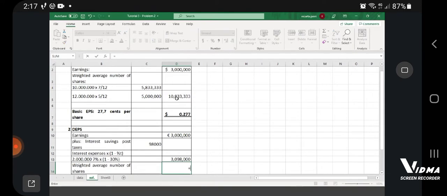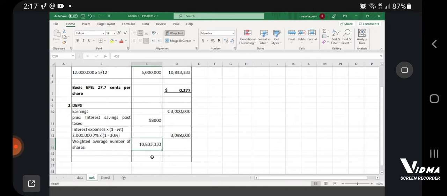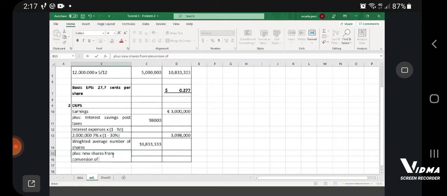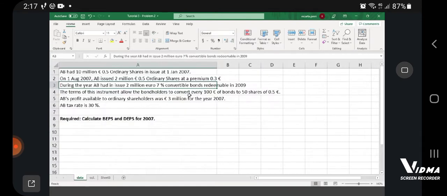So the diluted earnings per share will take into consideration the previous amount that we have here. So the beginning figure that we start our calculation with is 10,833,333 shares. But then we have to add new shares from conversion of bonds, right? So how to calculate for that? You see, the terms of conversion over here help to make the calculation appropriate.